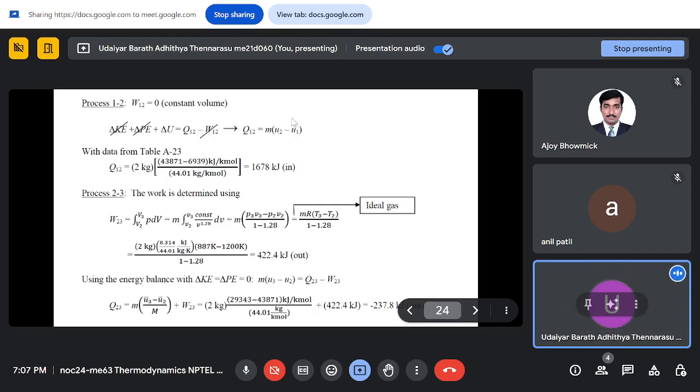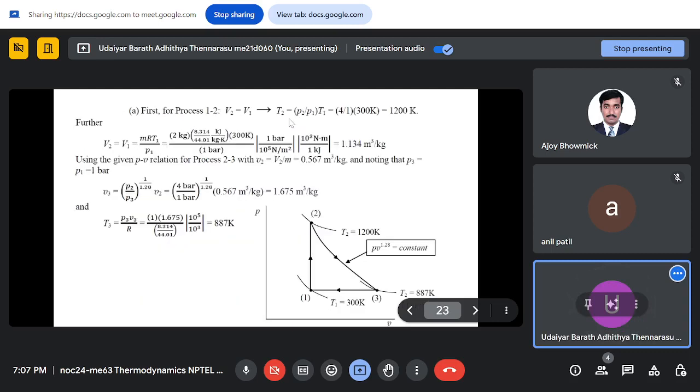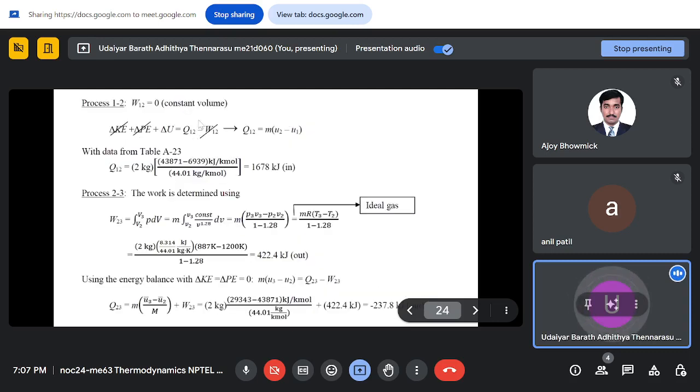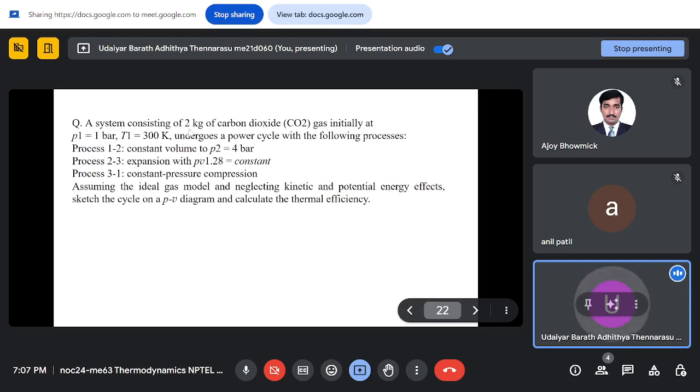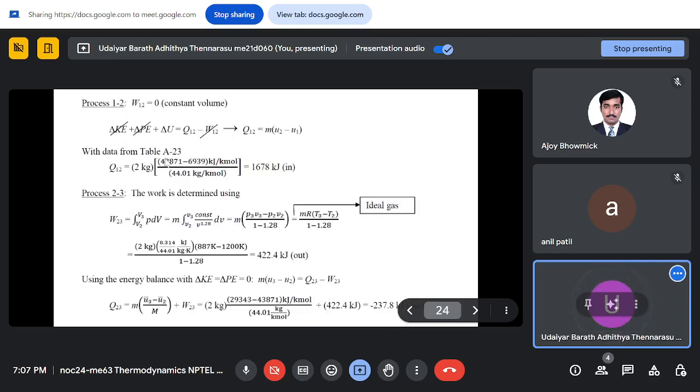You can use the carbon dioxide table, or you can find the Cp of CO2, taken from a refrigerant table for carbon dioxide. Mass is known, and internal energy can be calculated. These values are in kilojoule per kilomole, so to convert into kilojoule per kg, you divide by the molecular weight. This will give me 1678 kilojoule.